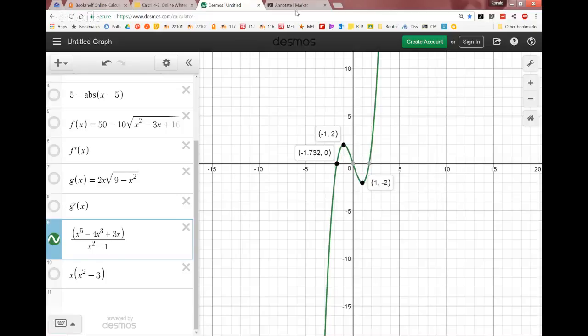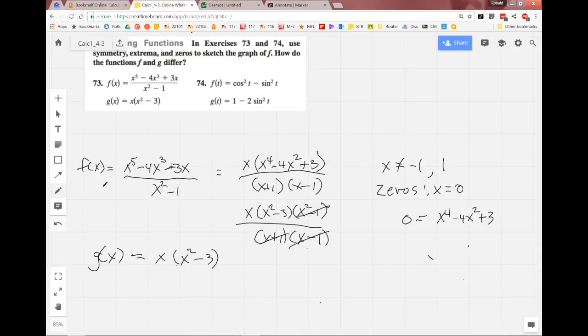So there is a difference between these two, and that's very important. This is not the same as this, even though it simplifies to it. You must make the distinction that on the original function, x cannot equal 1 and -1. So that's really what it comes down to. Otherwise, they're identical. So what was that? That was number 73.